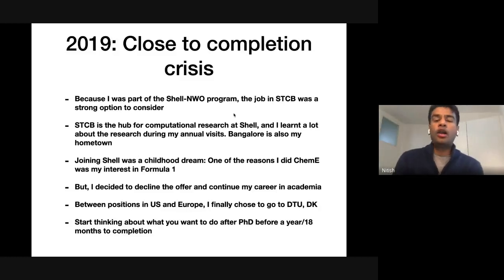So all of this was really great that I had this opportunity to go. But then I ended up deciding to decline the offer and continue my career in academia because I felt like I wanted to still continue doing fundamental research, and that I wanted to give a shot at academia and see how far I can go forward.